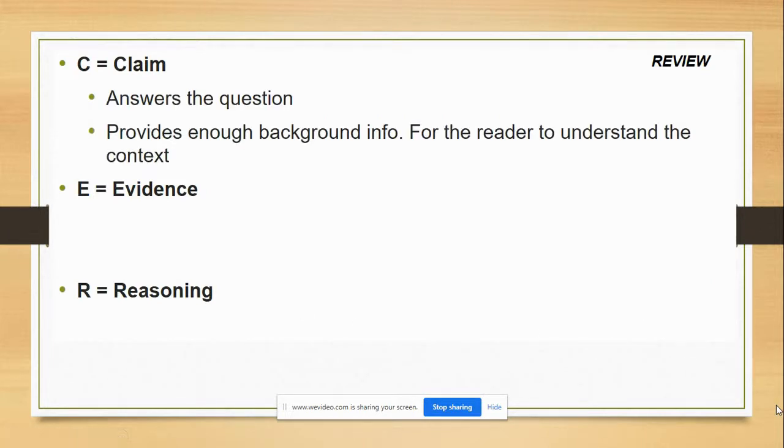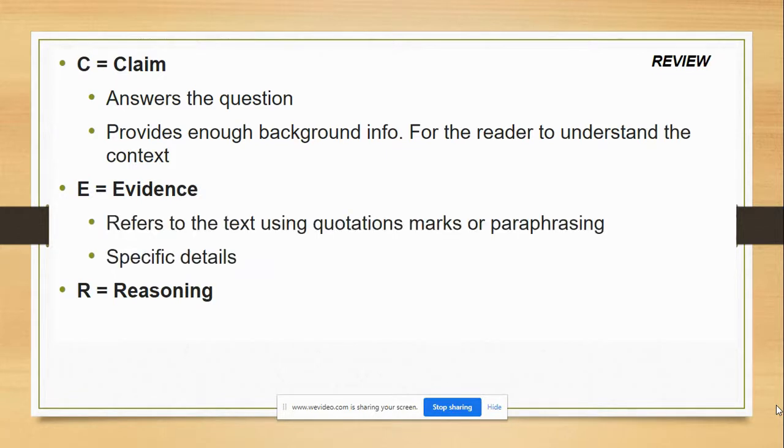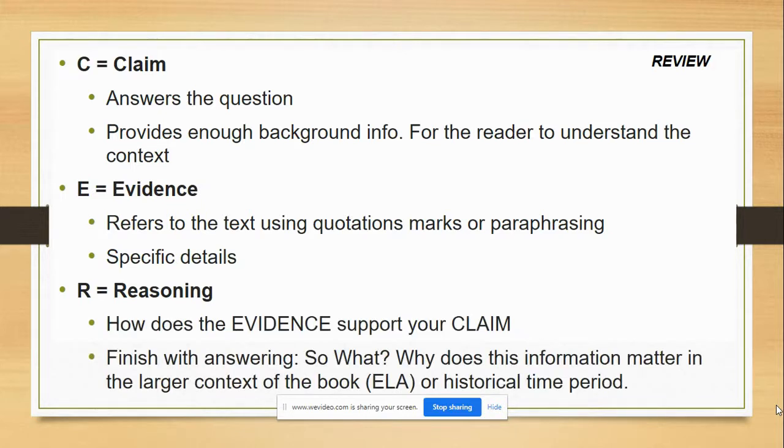Quick review. The claim is the answer with enough background information to set the stage. The E is evidence. It can be cited or paraphrased depending on the expectations set forth by your instructor. And the reasoning goes right back up and ties that evidence back to the claim. Don't assume that your evidence explains everything perfectly for your reader unless you tie it back to the claim. Last, the highest level answers will answer the so what. Why does this information matter in the larger context of the book or the historical time period?